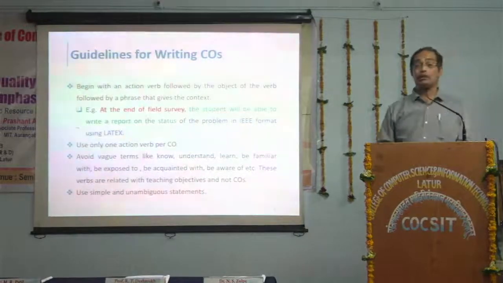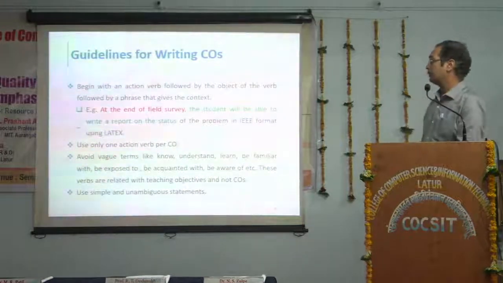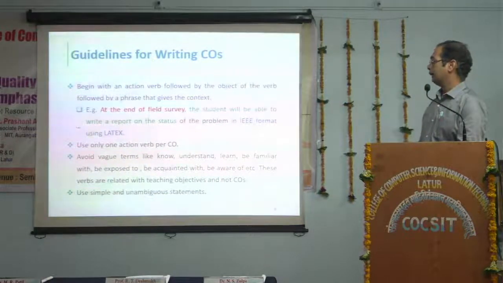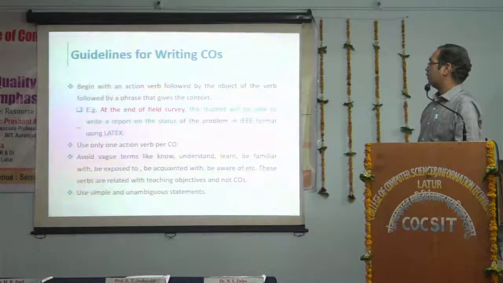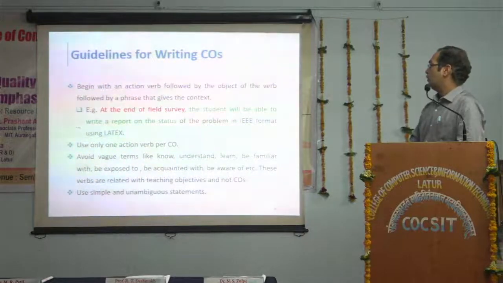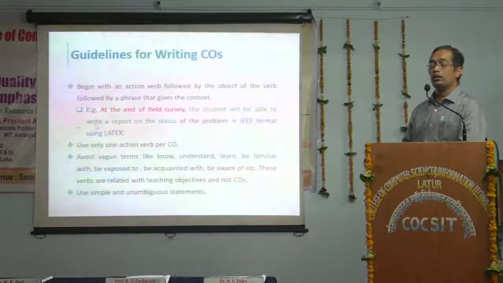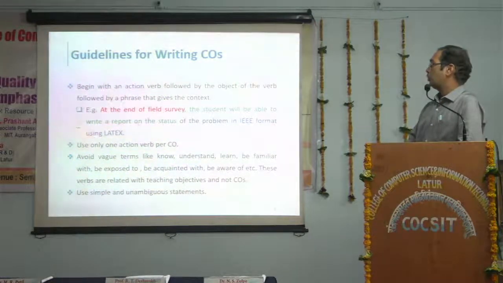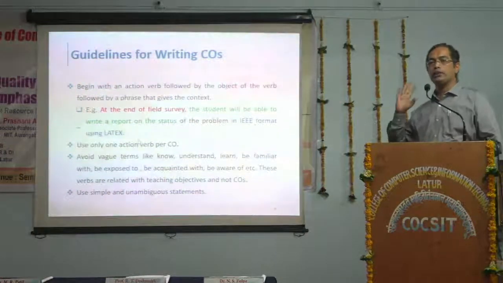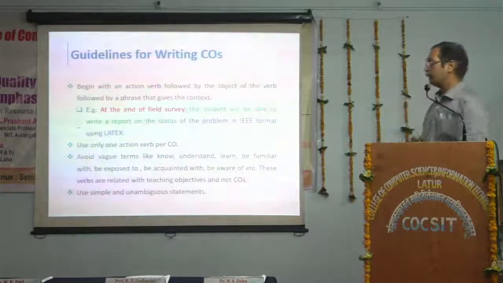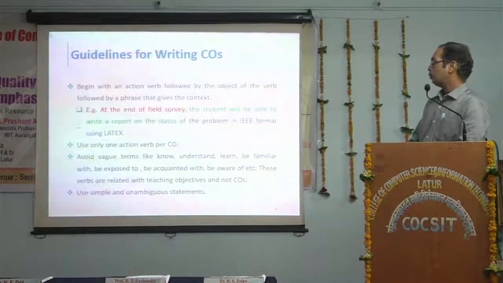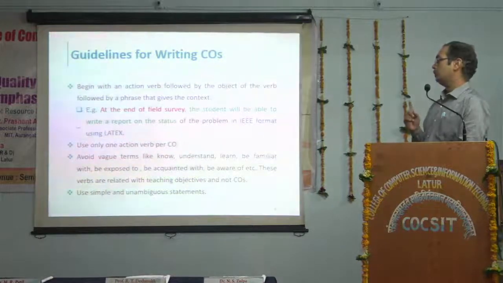So, the guidelines for writing COs. These are very important when you start writing COs. You start with an action word, followed by the object of the action word, followed by a phrase that gives the context. Here I am saying that at the end of the field survey, the student will be able to write, right? Write is the key action word that I am using: a report on the status of the problem in IEEE format using LaTeX. This is one of the COs that I have defined when teaching a course related to research methodology. The most important thing here is that you have to use only one action word per CO.